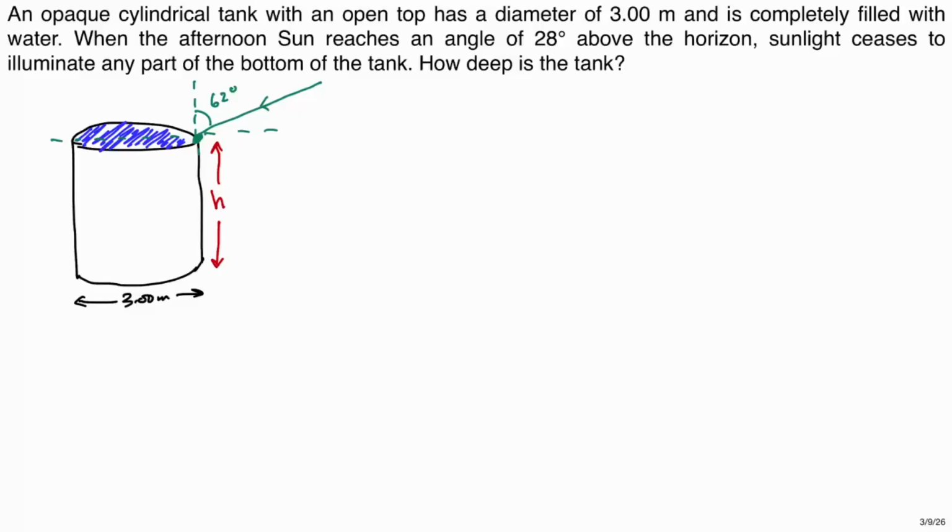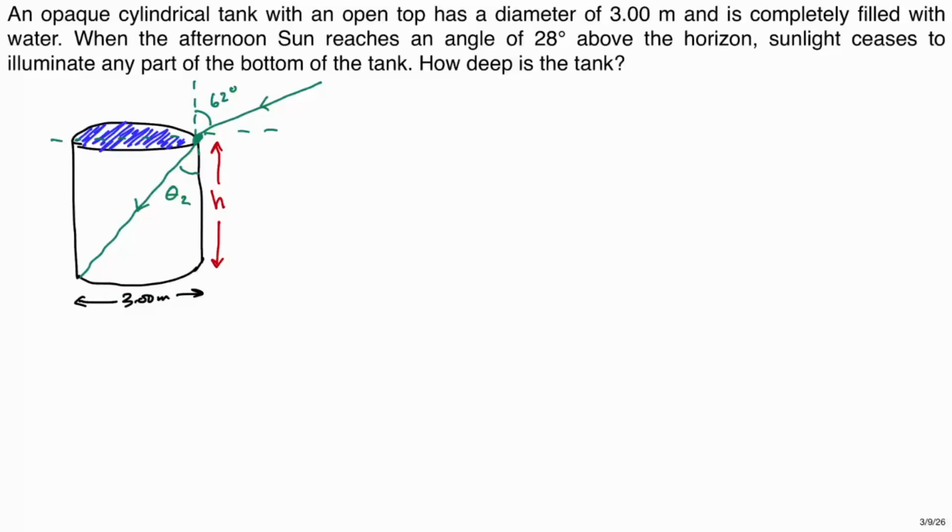Are we going low to high or high to low? We're going from air to water. Low to high, right? So we know that the refracted angle is going to be less than 62 degrees. So this angle right here, theta 2, is going to be less than 62 degrees. So we're going to have that situation like that, okay?